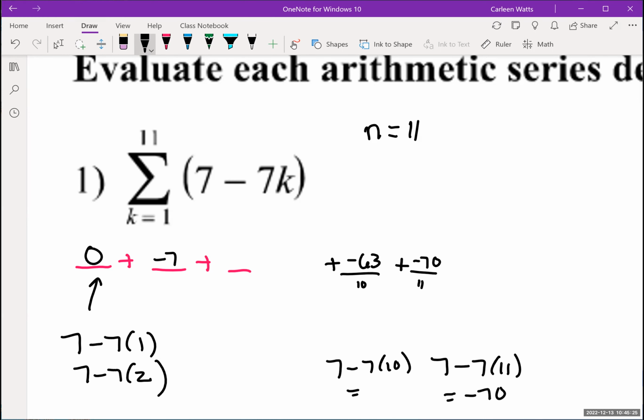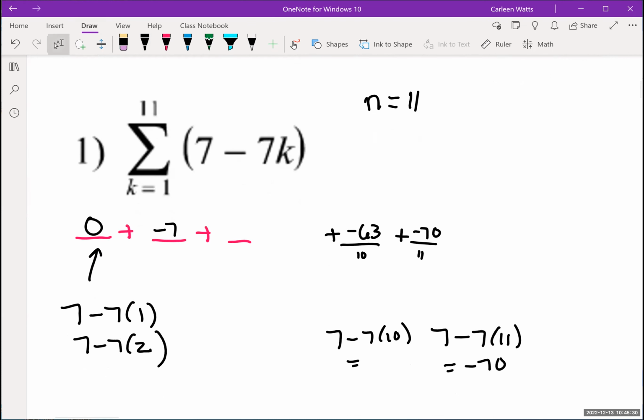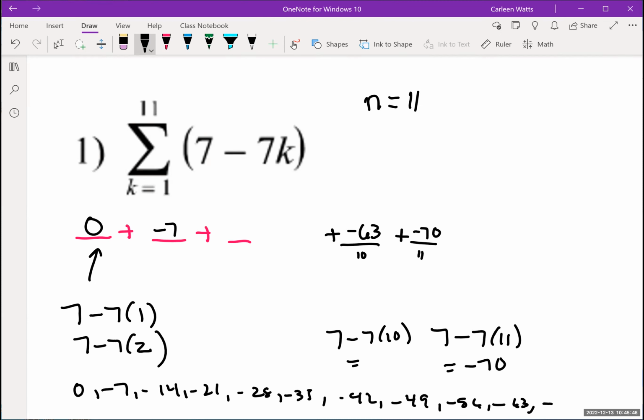Okay, now it would be easy to list all the terms. Can you see the pattern? 0, negative 7, negative 14, negative 21, negative 28, negative 35, negative 42, right? They're going by sevens. Negative 49, negative 56, negative 63, negative 70. There's the terms. It's not that hard to add the terms.